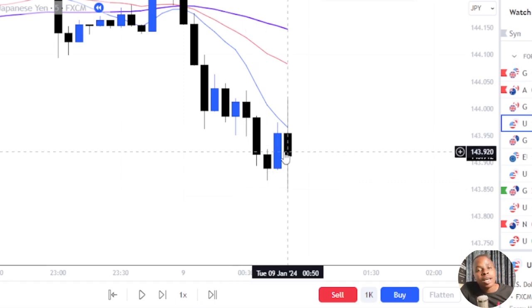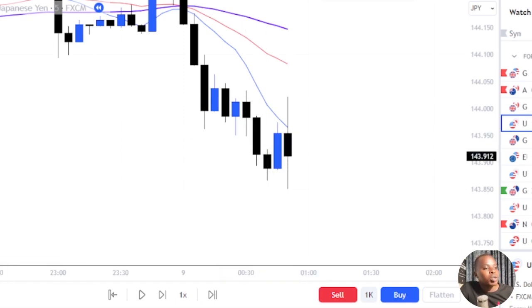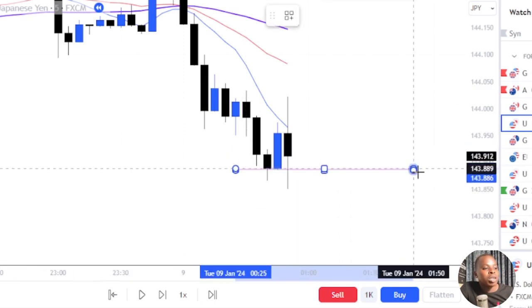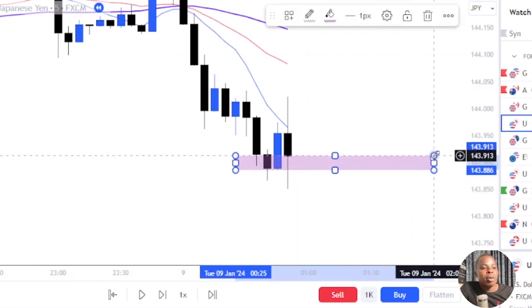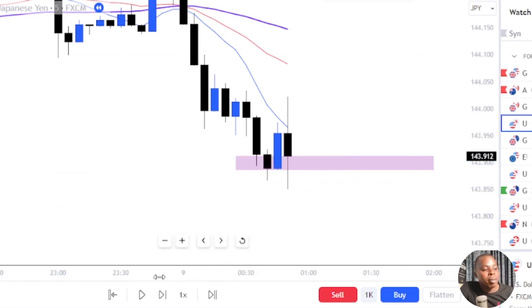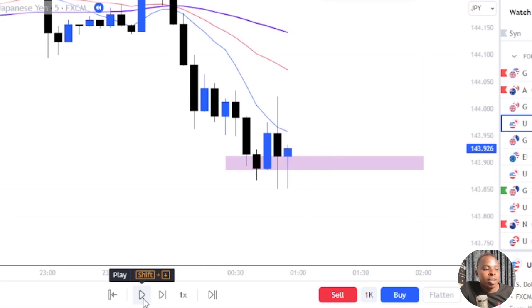So once we see this, the next thing that we want to do is look for our entry. To look for the entry, we just mark out the low side here. Once we mark out this lower side, we let the market move and we wait for the candle that first closes below this zone. So now the market hasn't closed below the zone yet, so we don't place our trade. So let's see what happens next.